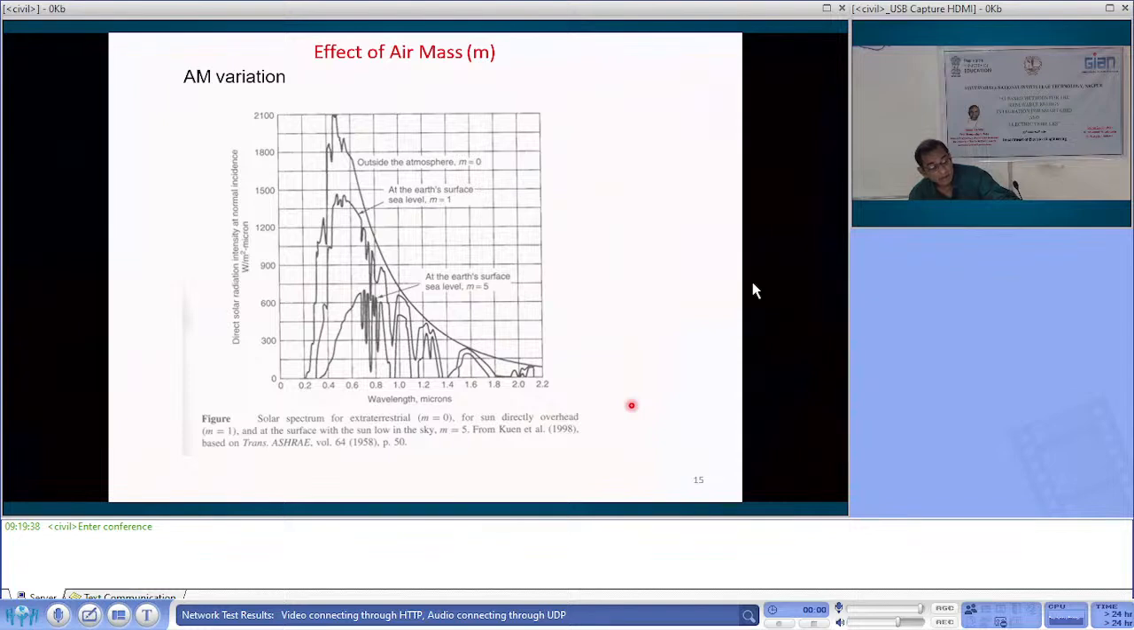Then the effect of air mass: here they have shown how the solar spectrum will be different if air mass is 0, which is at the top, air mass equal to 1, air mass equal to 5, how that peak is coming down.